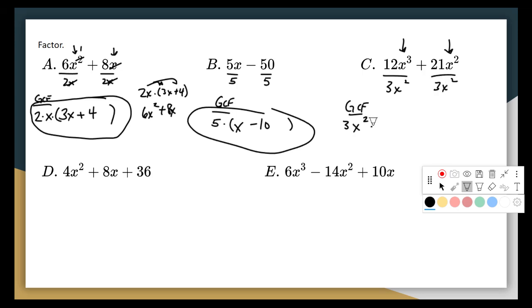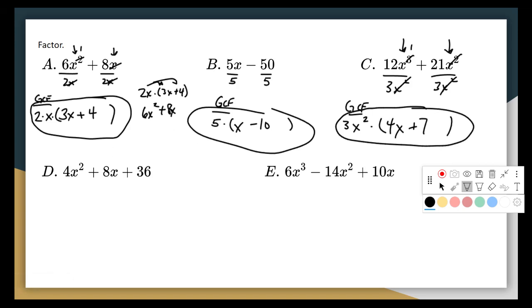We're going to divide and see what remains. 12 divided by 3 is 4. X to the third over x to the second. So I have 3 powers of x up top, 2 on the bottom. Take the 2 away, 1 will be left. This is x, or x to the first. 21 divided by 3 is 7. 2 powers of x up top, 2 on the bottom. So I'm going to take them both away. Now there's none left. This is my answer.